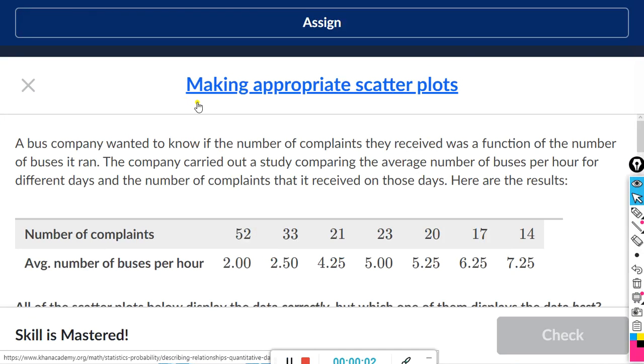This will be for the assignment, making appropriate scatter plots. It says a bus company wanted to know if the number of complaints they received was a function of the number of buses it ran. The company carried out a study comparing the average number of buses per hour for different days and the number of complaints that it received on those days. Here are the results.